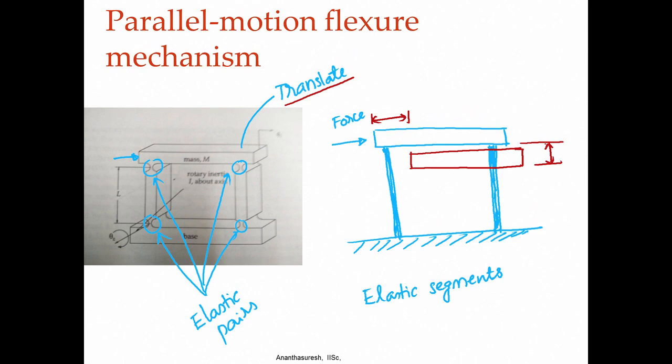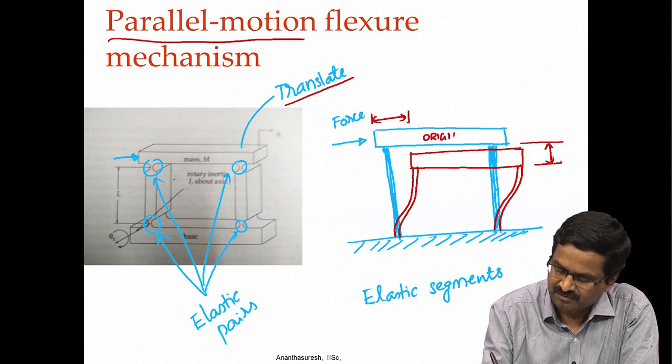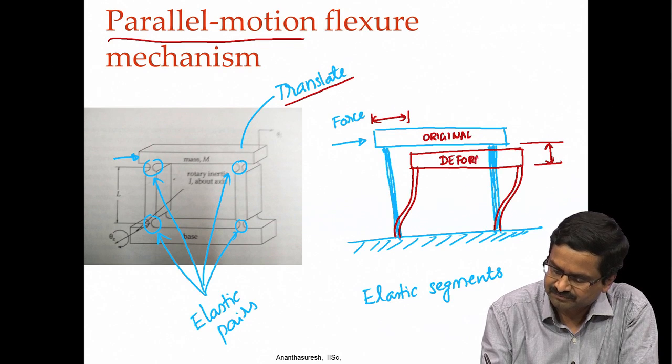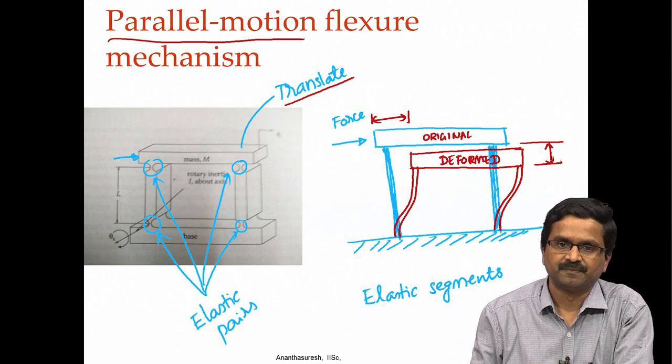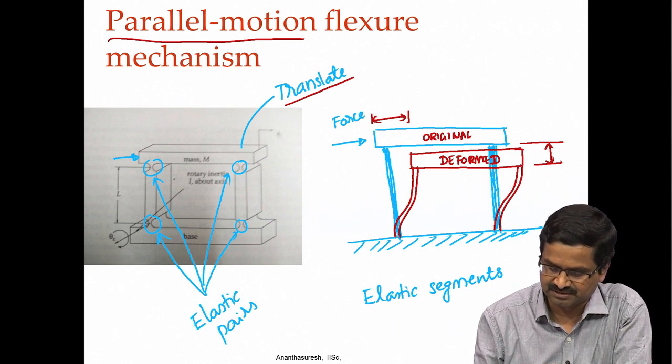That is what it will do. It will come down as it translates to the right, because these beams are going to deform like this. Of course, whatever I am drawing is exaggeration. We will do finite element analysis to see how exactly it is going to look, or if you have a real device, of course you can see. This is parallel motion because the original one and the deformed one are parallel to each other, and this is used in many precision motion systems as we discussed in the last 2 lectures.